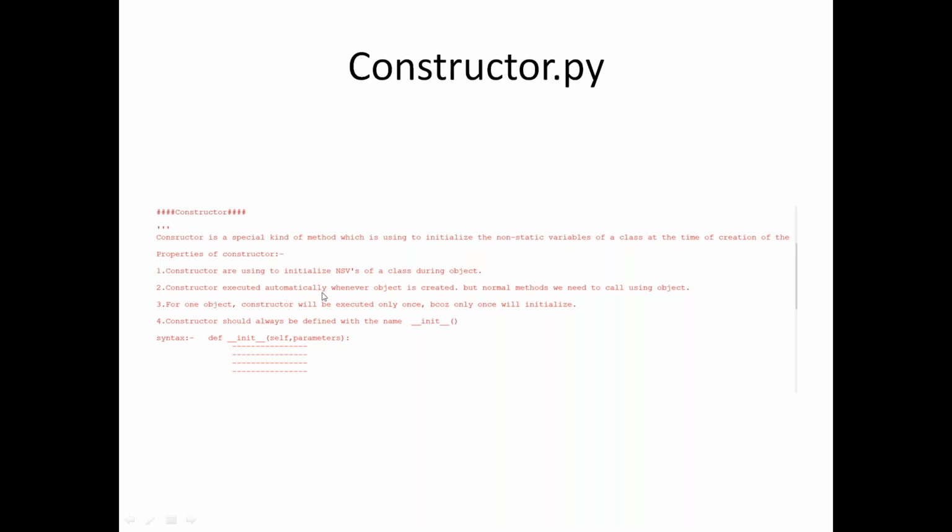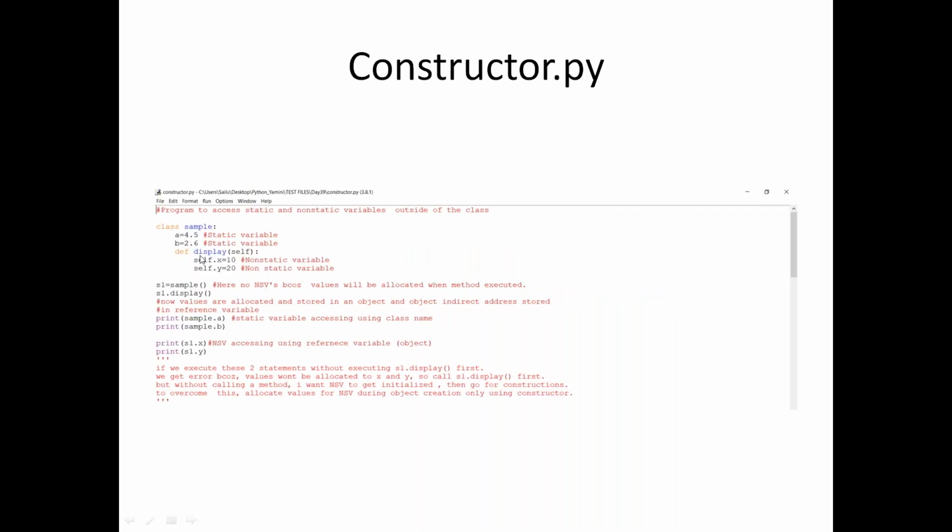So constructors are executed automatically whenever the object is created. That means if you have n number of methods within the class, and you are using a constructor for any method, the particular method's values will be stored in the object automatically. But normal methods we need to call using an object.